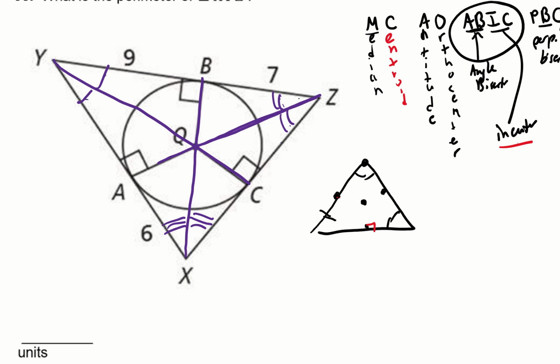All right, and where they meet is the in-center. So this is my in-center. Now the in-center has a very cool property that the distance from the in-center to each of the sides on the triangle is the same, and therefore you can draw what we call an inscribed circle. And that's what this is. All right, so let's go ahead and solve the problem then.